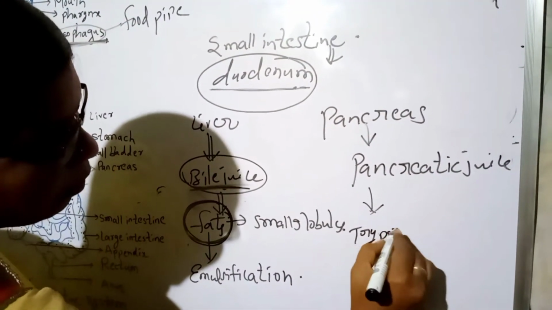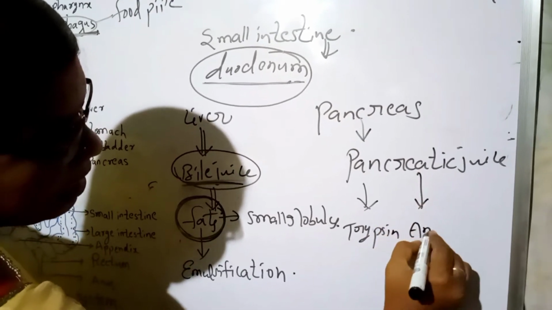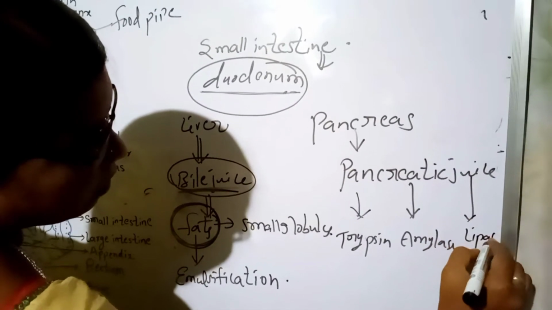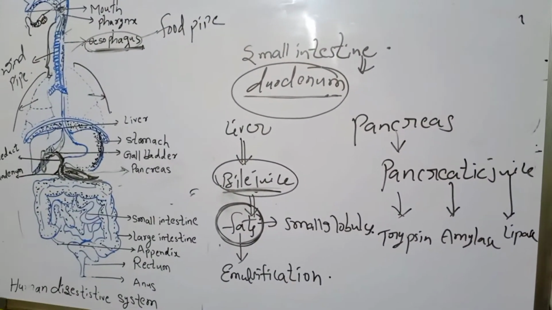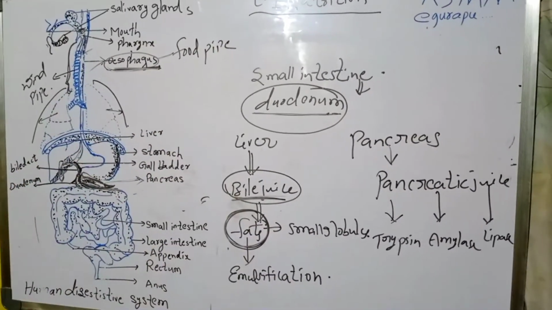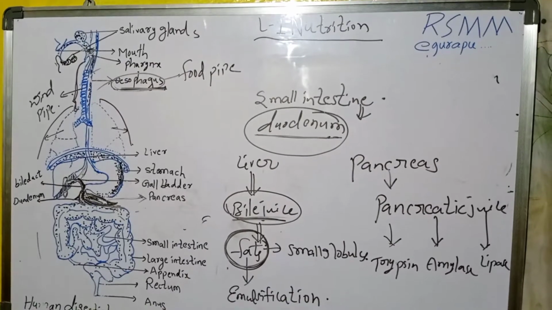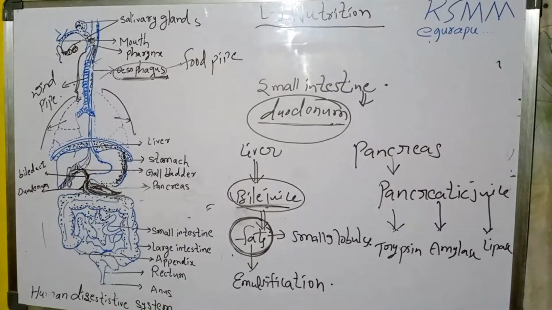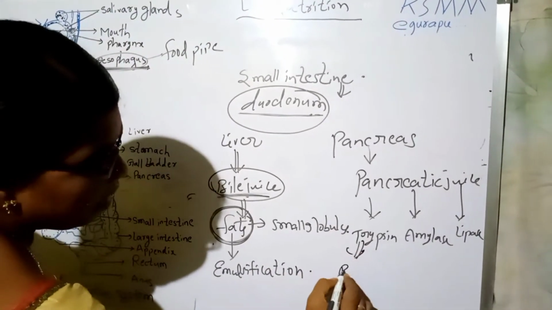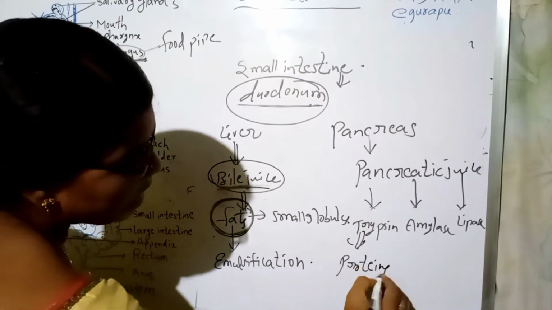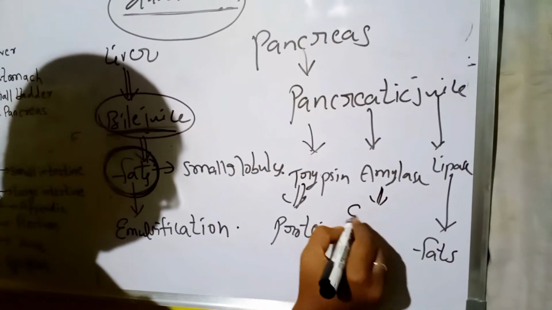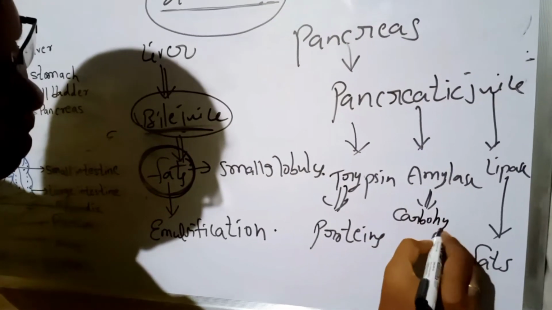Trypsin, amylase, lipase. Lipase is useful for the digestion of fats, amylase is useful for the digestion of carbohydrates, and trypsin is useful for the digestion of proteins.